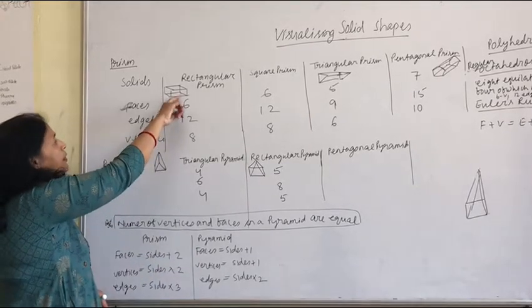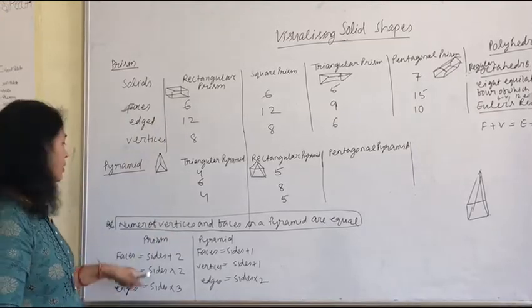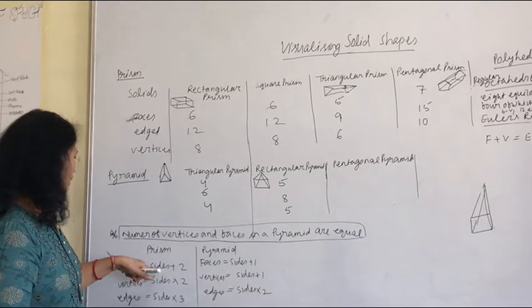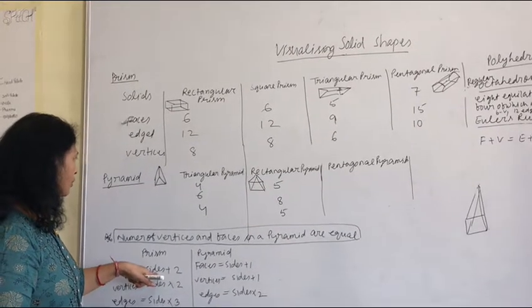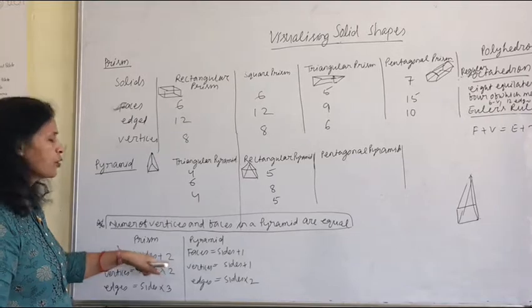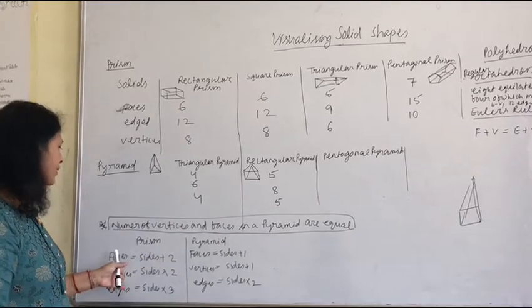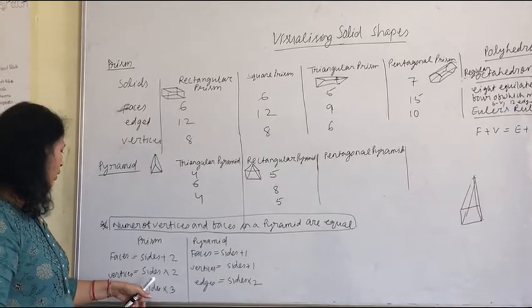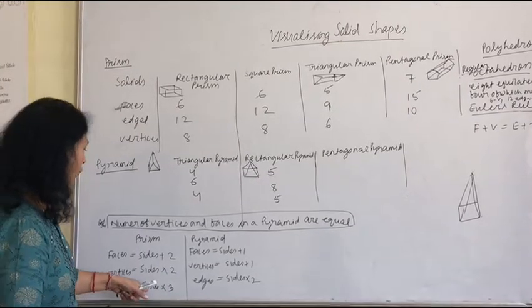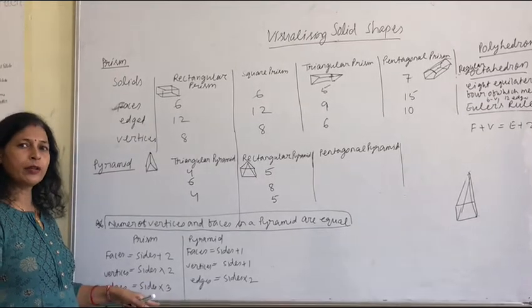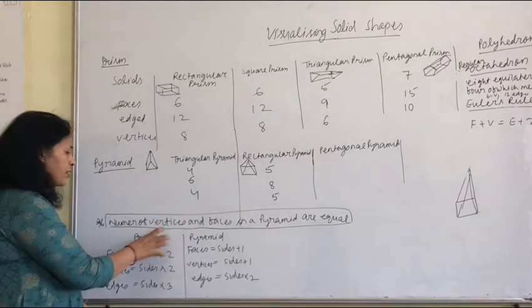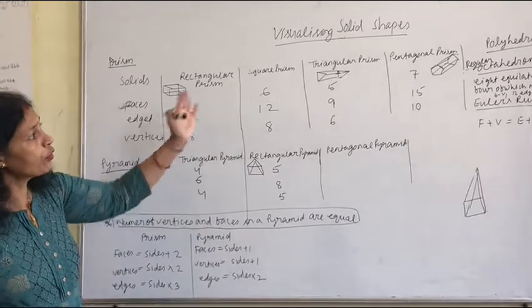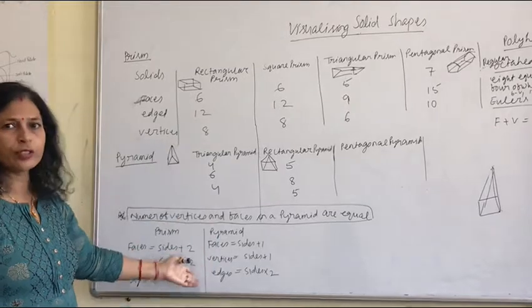Faces: sides plus 2. How many sides does the rectangular prism have? 4. So faces is 4 plus 2, which is 6. Vertices 4 into 2, 8, and edges is 4 into 3, 12. Okay? Like that. This is the formula for prism and pyramid. You just remember this. If you cannot find it out, then you use this one.